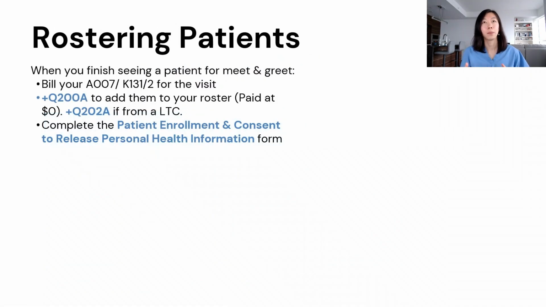Anytime that you join a practice, one of the first things you might have to do if you're starting from scratch is to roster patients. What you need to know about rostering patients, especially if you're in a FIG or FO model, is to bill this Q200. This is a code that doesn't pay anything, but it tells the system to now attach that patient to you. Q202 is billed if that patient is coming from a long-term care home.